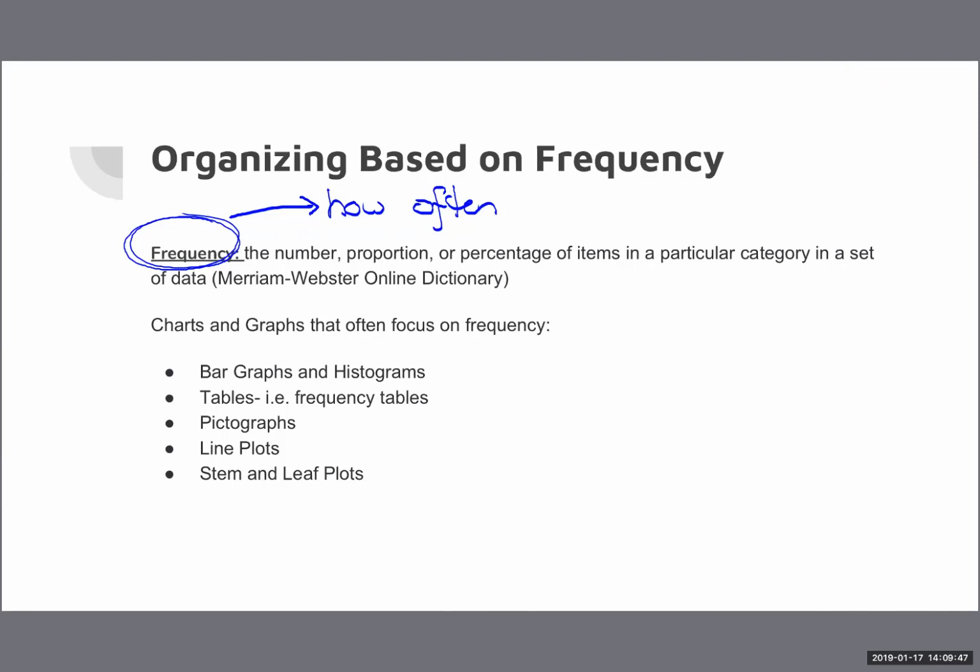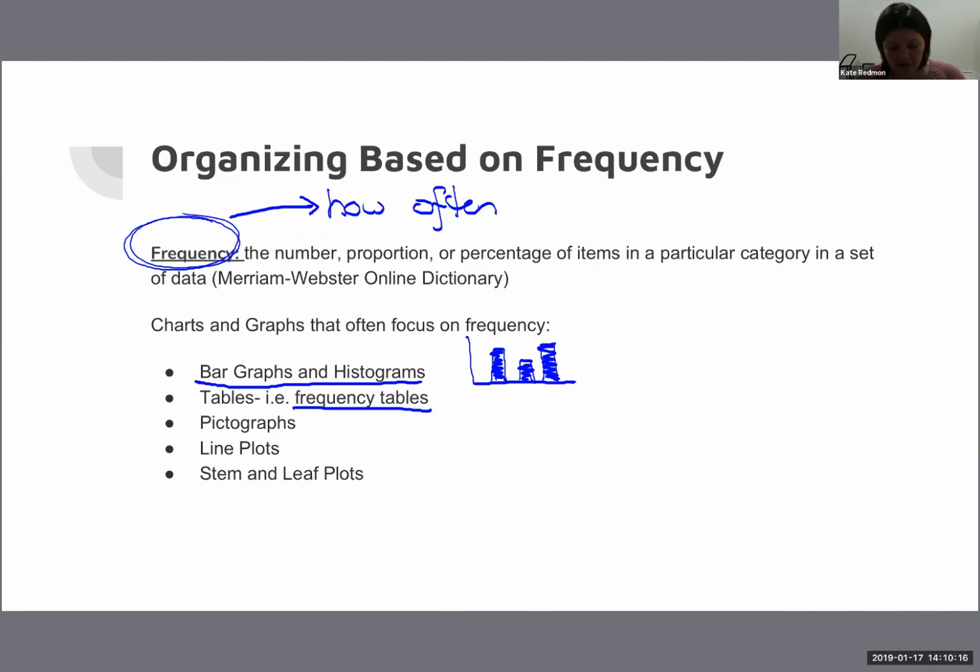There's actually quite a few different types of charts and graphs that focus on frequency. We're going to look at some examples of all of these today. So bar graphs and histograms. You guys, I'm sure, have seen bar graphs. They look like, you know, those graphs with all the bars on them. Hence the name. Okay, not too complicated. Tables, not all tables have to do with frequency, but the one we're going to look at today, known as a frequency table, does. So when I talk about tables, tables have rows and columns full of data. That's the idea of a table.